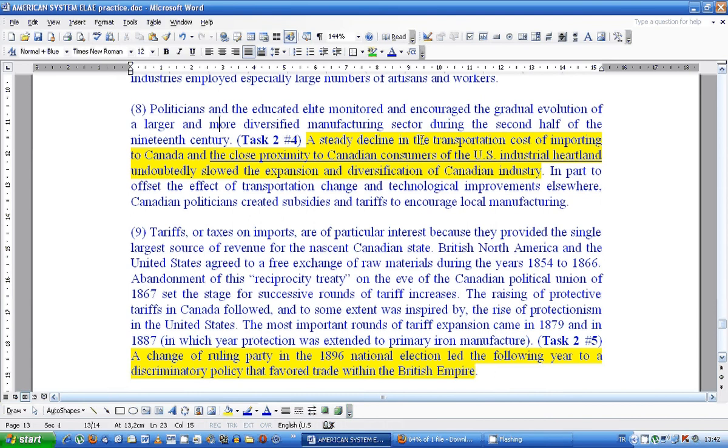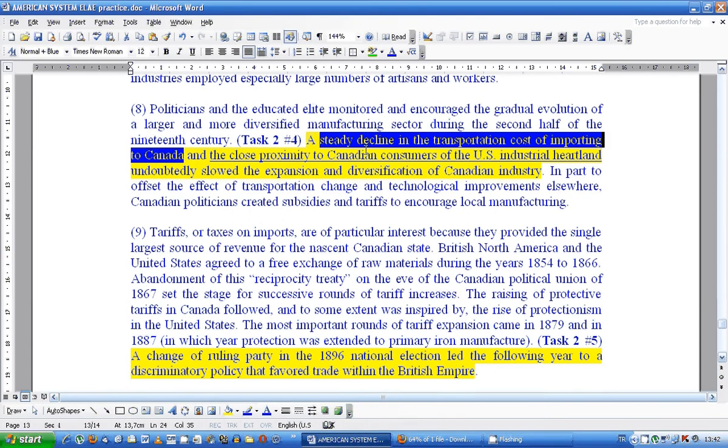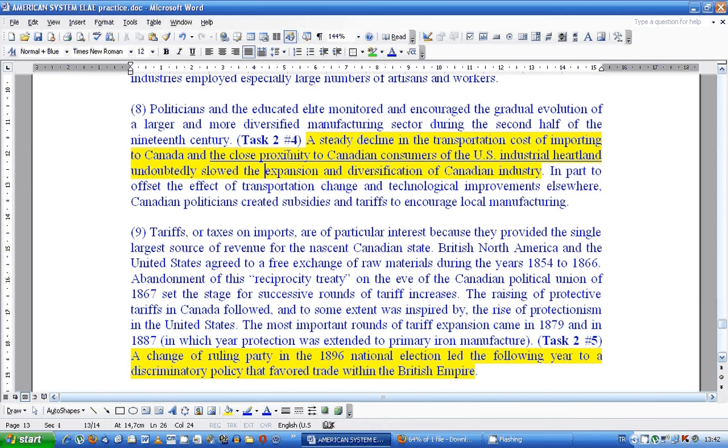Okay. A steady decline in the transportation cost of importing to Canada. Okay, so that's the reason that we don't need to put in our answer. And the close proximity to Canadian consumers of the US industrial heartland slowed the expansion and diversification. So this is where we get the negative impact part of the question. Okay, because these aren't positives, they're negatives. So the close proximity to Canadian consumers of the US industrial heartland. So the area where most US industry takes place is close to Canadian consumers. Okay, so it's not a big distance to travel to provide the goods.